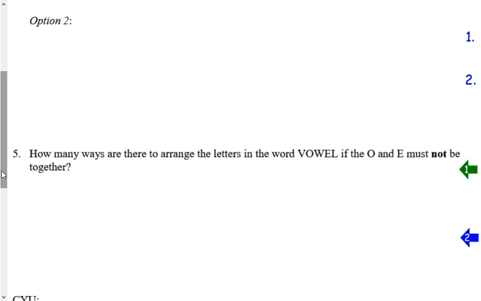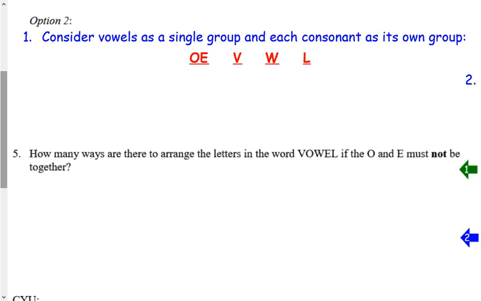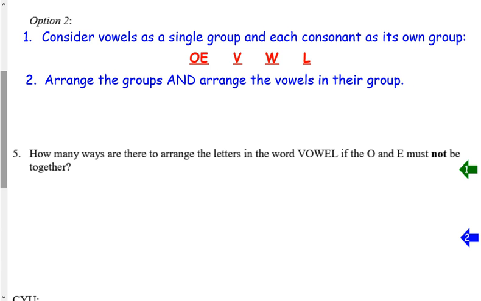So same situation, we have those 5 letters in the word vowel. First of all, we'll consider the vowels as a single group, which means we have 4 groups to arrange. We have the 3 consonants plus the vowel group. So we're arranging those 4 things. So we're going to arrange those groups, which will be 4 factorial. And within that vowel group, I still need to arrange those 2 vowels. So that'll be 2 factorial in their group. 4 factorial is 24 times 2, 48 again.